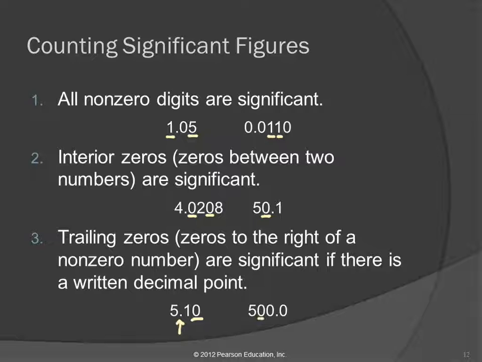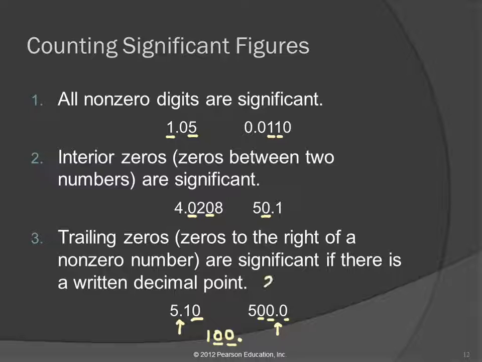500.0, these are trailing zeros. Because of that decimal point, they are significant. If we have a number like 100 and there's a decimal point, you might say, well, that looks kind of weird. Yeah, it does look a little weird, because normally we would just write 100. But there is a decimal point that someone took the care to write down. Those are trailing zeros, decimal point in the number, those are counted.